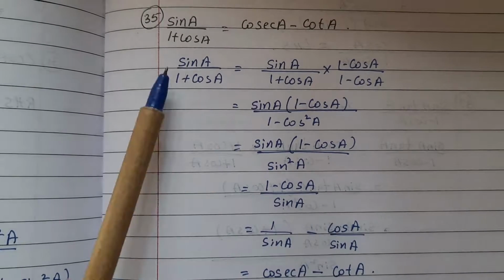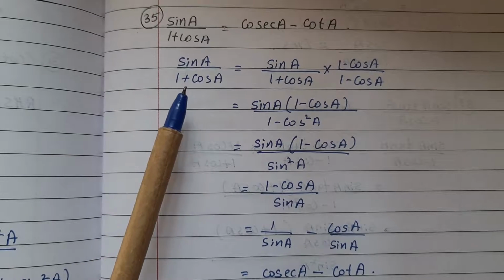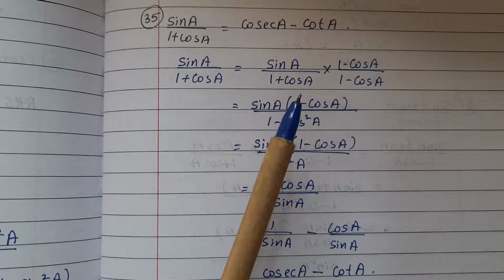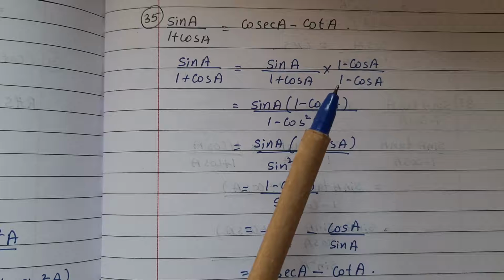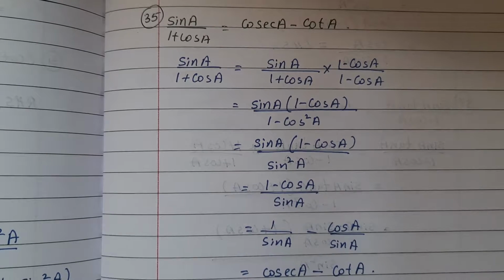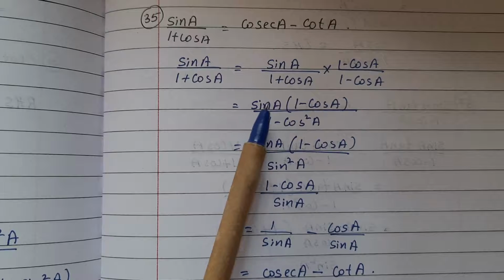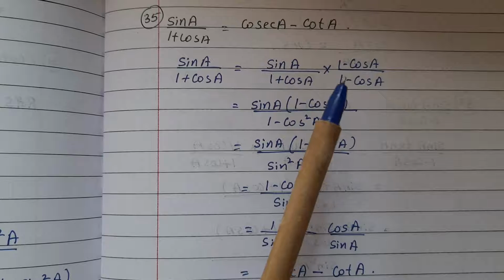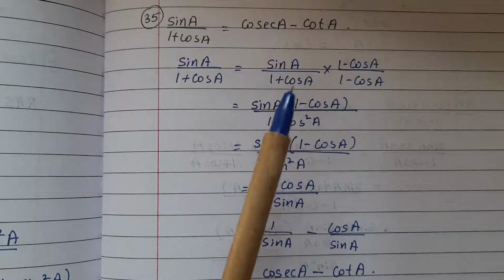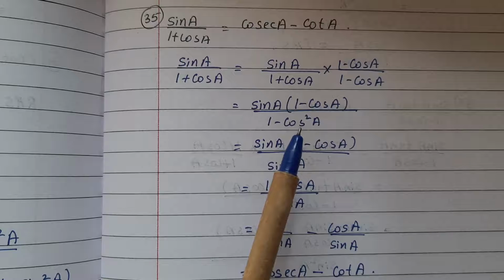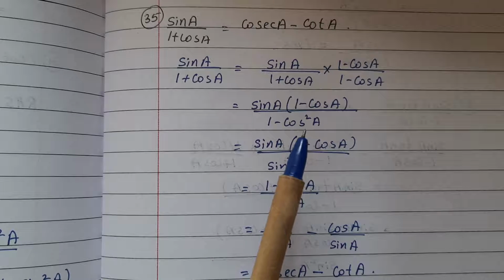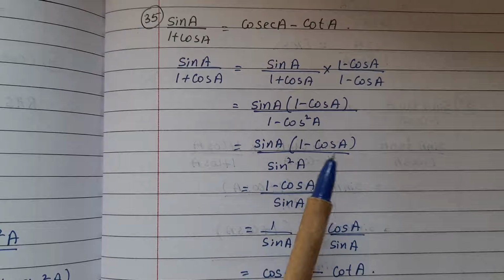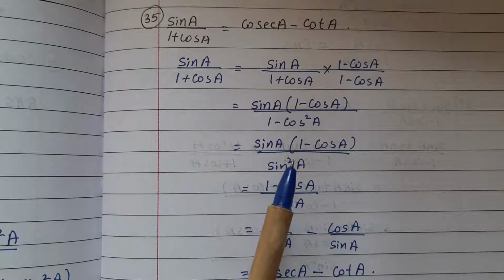Sum number 35. Sin A upon 1 plus cos A. Multiply and divide by 1 minus cos A. We get sin A upon 1 plus cos A into 1 minus cos A upon 1 minus cos A, equal to, numerator is sin A into 1 minus cos A upon denominator is A plus B into A minus B, is A square minus B square, is equal to 1 square minus cos A square. 1 minus cos square A is sin square A, equal to sin A into 1 minus cos A upon sin square A. Sin A cancel each other.